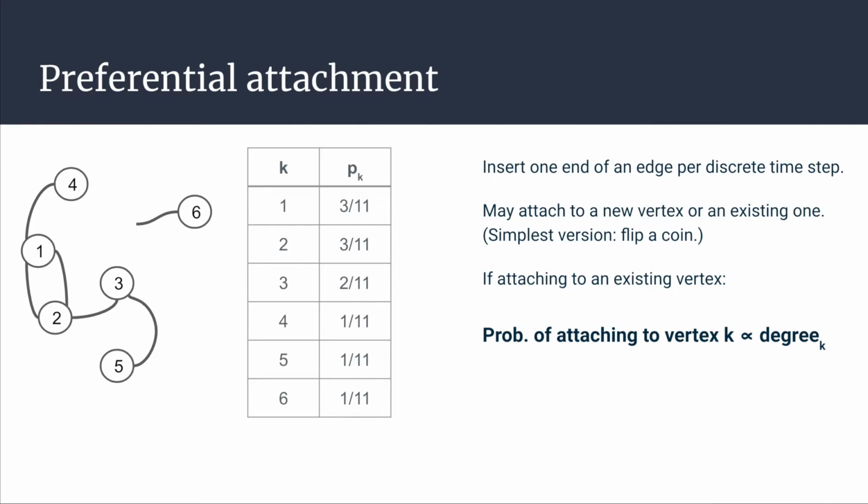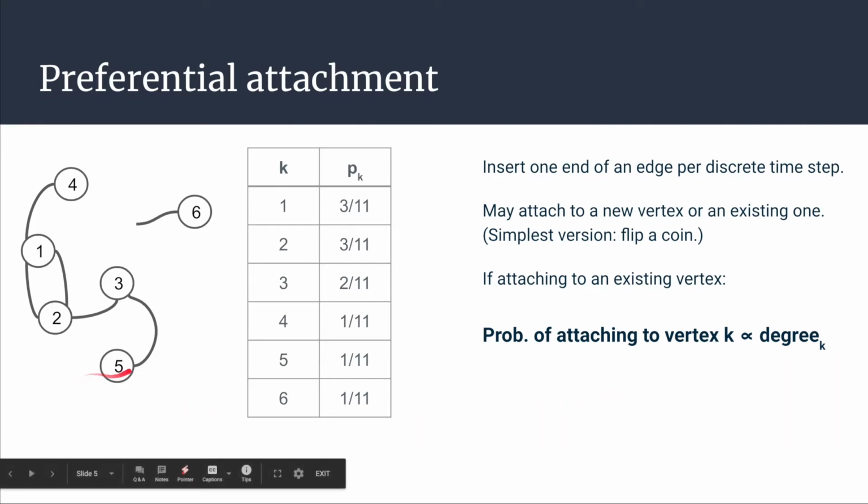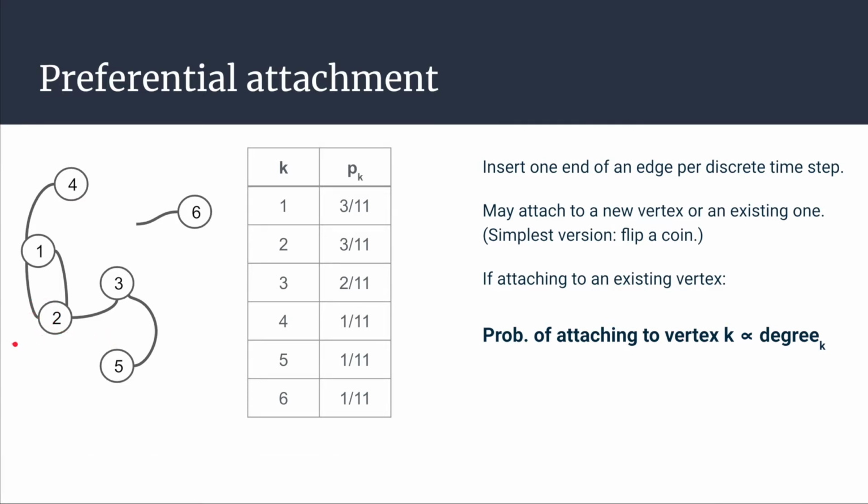We just choose an existing vertex with probability proportional to the number of edges it already participates in, the number of connections it has. The number of connections that a vertex has, in the language of graph theory, is called the degree of that vertex. So we just attach this end of an edge to any of the existing vertices with probability proportional to their degree. Okay, so those probabilities are shown in the right-hand column of the table here.